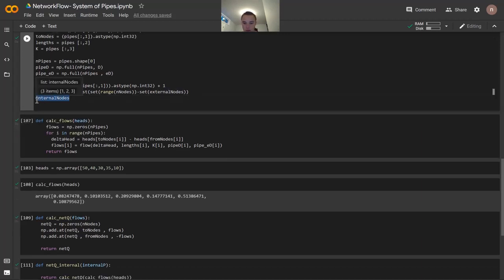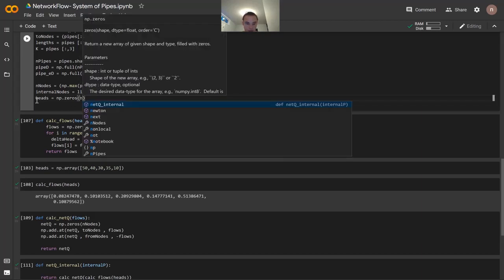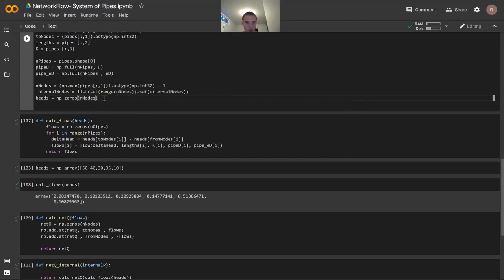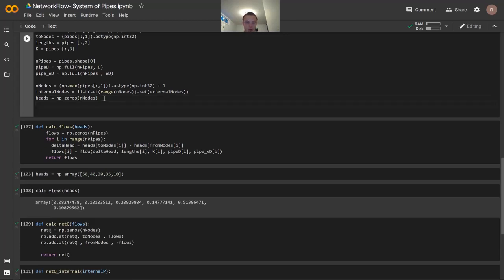And now what we're going to want to do is we also need to set our heads value equal to 0. So we're going to say that heads is equal to np.zeros, for the number of nodes that we have. So we'll have heads equals np.zeros, the number of nodes. And we also are going to need the heads at the external nodes.